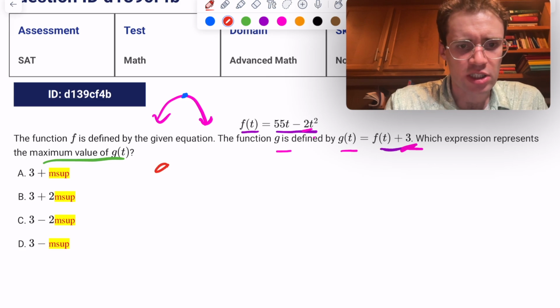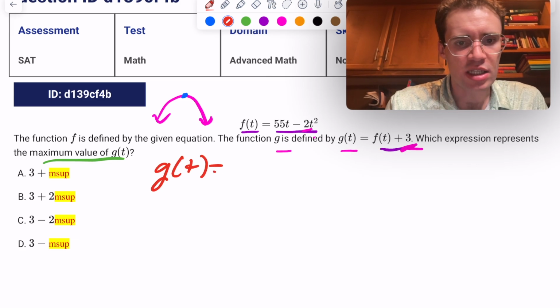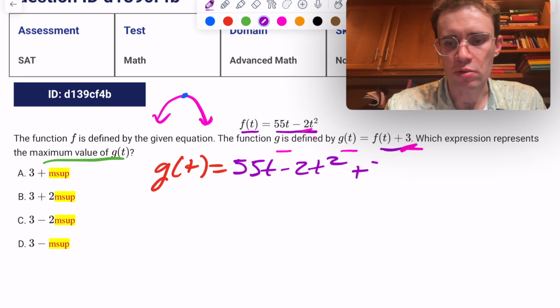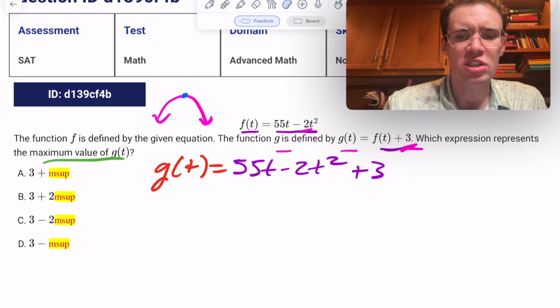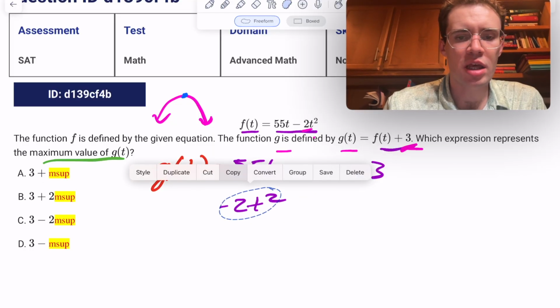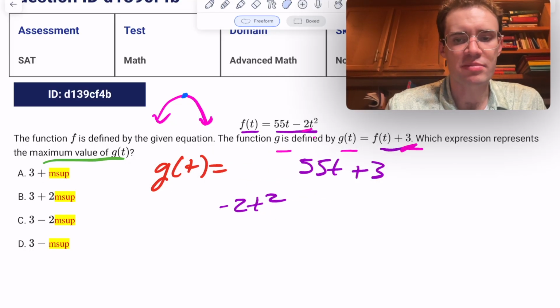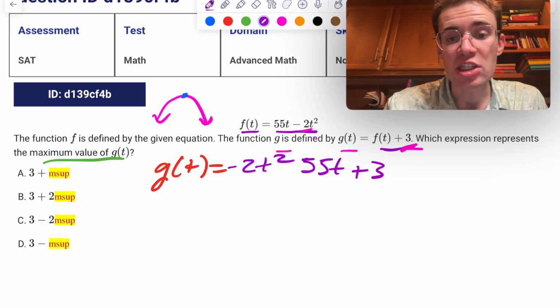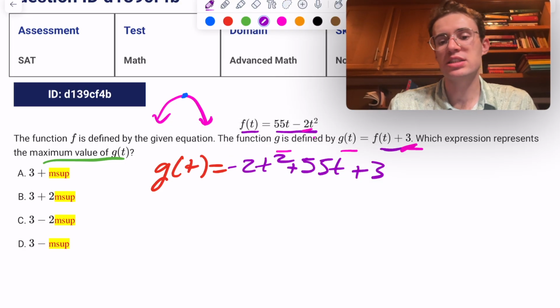So first, let's write out what this g function is. So g of t is equal to our f function, which is 55t minus 2t squared plus 3. Now, I'm going to rearrange this just really quickly. Generally, the commutative property of addition means it doesn't matter what order you add them, but generally you're going to put the x squared or the t squared term first, and then this is plus 55t.